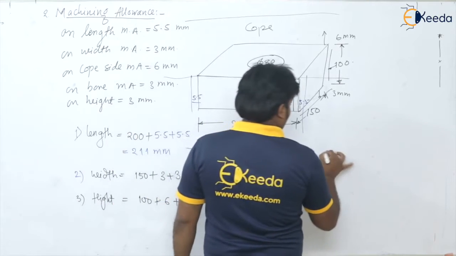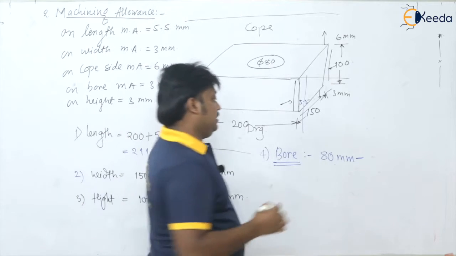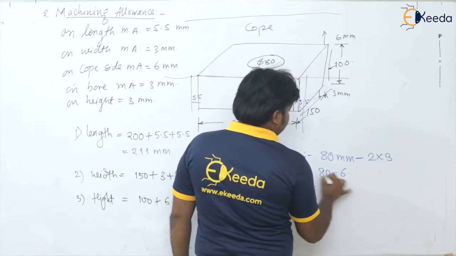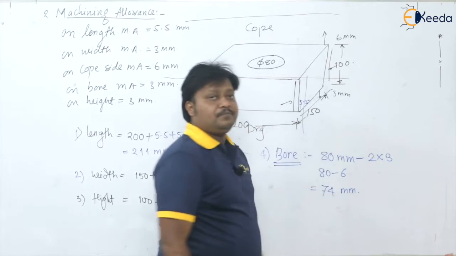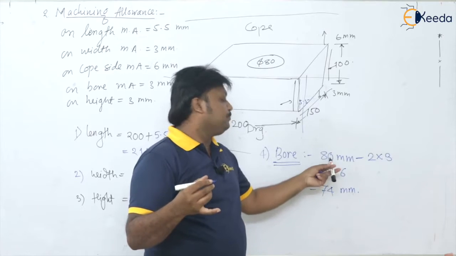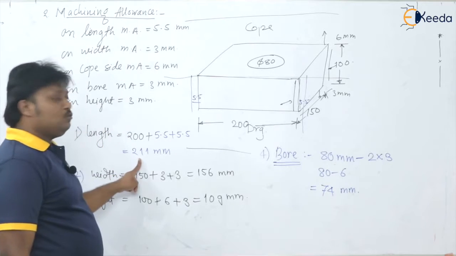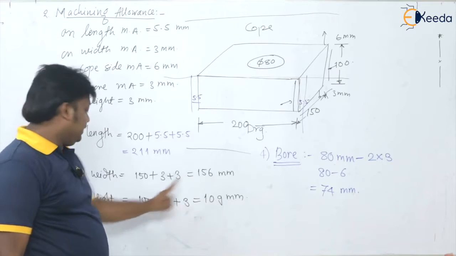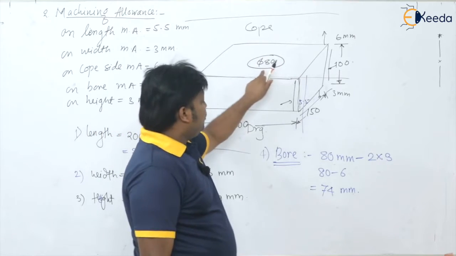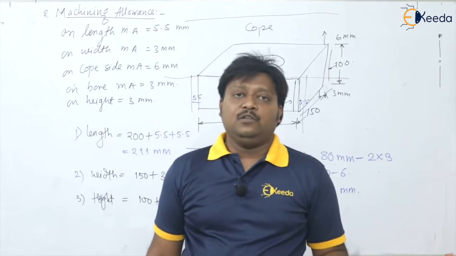So this 80 mm bore, we have to give machining allowance radially, how many times, 2 times, that is 2 into 3 millimeter, that is 80 minus 6, it is 74 millimeter. Please remember this. And this bore, by doing the boring operation in machining, gets enlarged to 80 millimeter, that is the required one, isn't it? So you get the final dimensions as the length 211, the width 156, height 109 millimeter, and the bore dimension you got 74 millimeter. Understood? So this is the way you can provide the machining allowance on a given component.